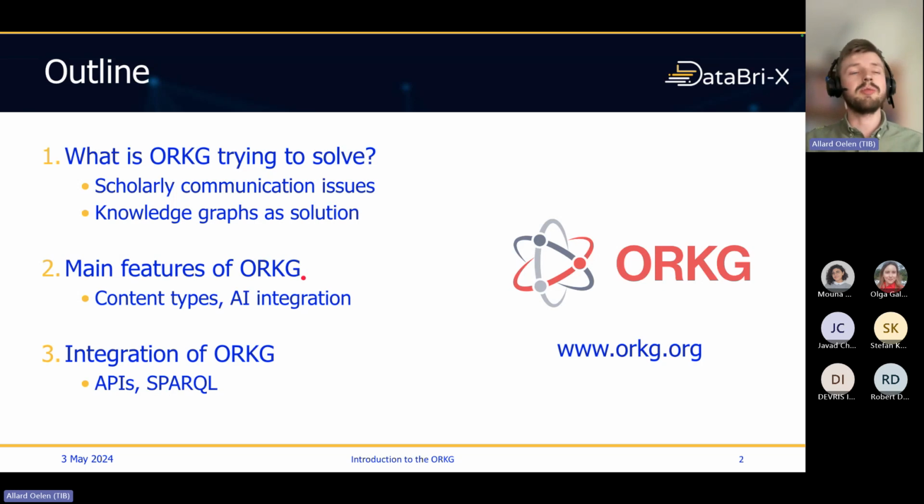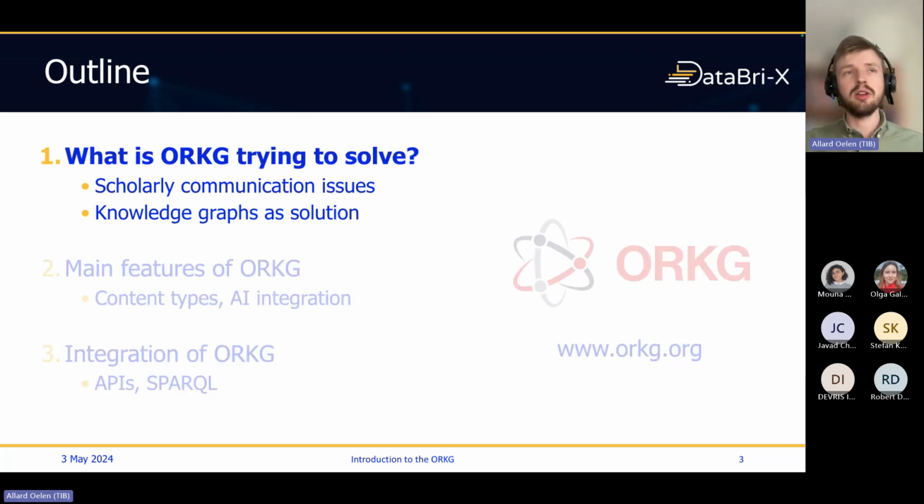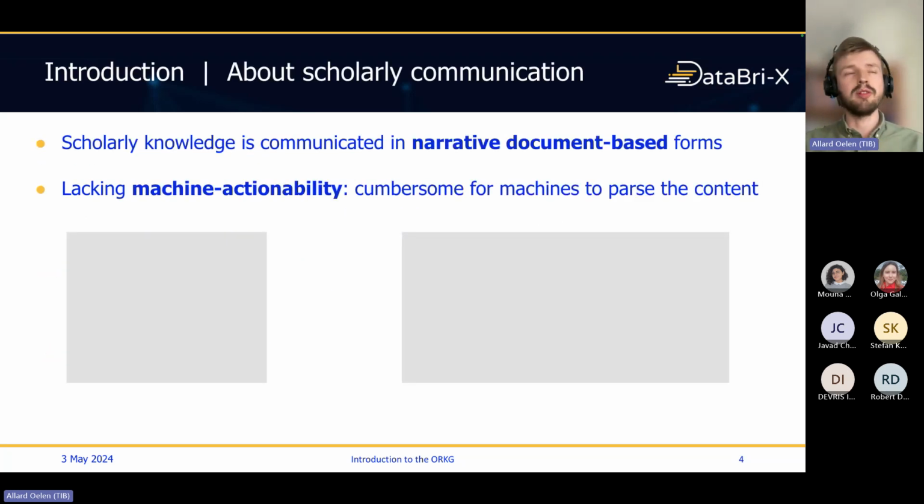So I will present to you something called content types that are artifacts in the graph. And I will show how you can interact with them and how they look in the UI. And then finally, I will discuss the integration of the ORKG, how this works regarding APIs and how you can integrate the ORKG into your own tools. But first, let's have a look. What is the ORKG trying to solve?